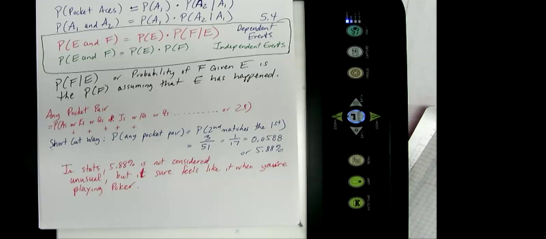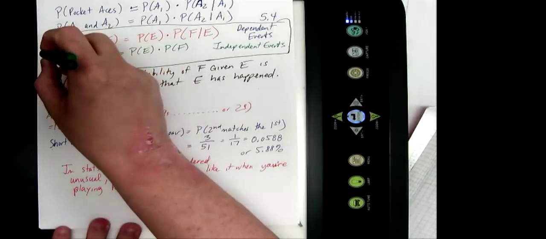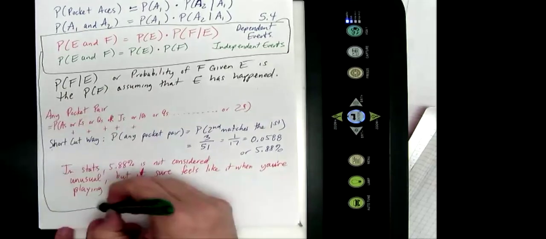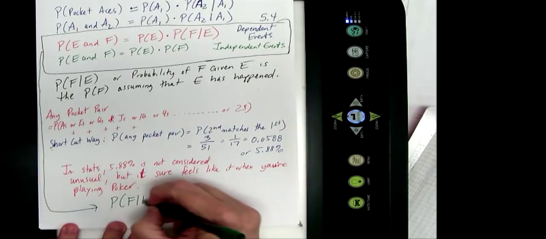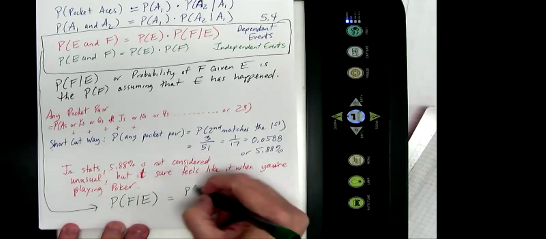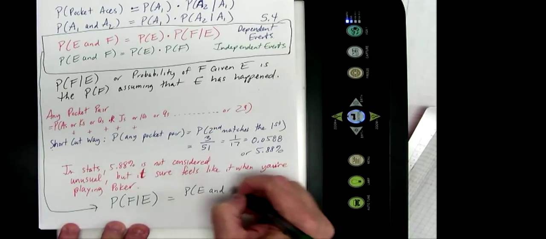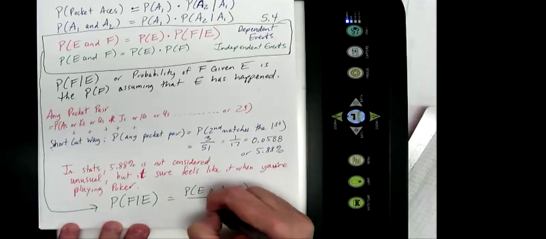There's a way of calculating the probability of F given E, but it requires having some of the information already. If we take that top equation and solve for the probability of F given E, we get the probability of E and F over the probability of E.